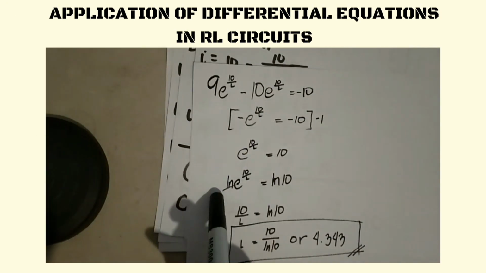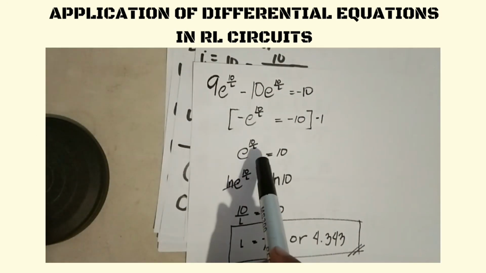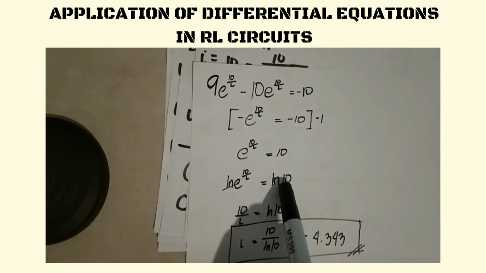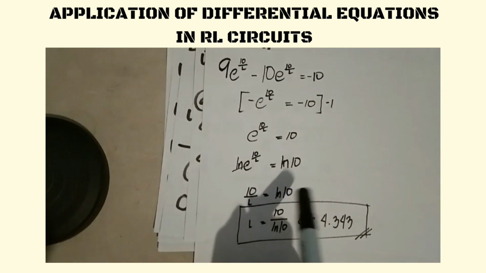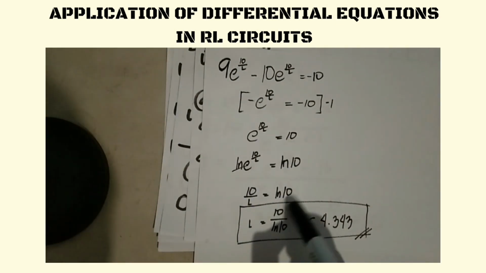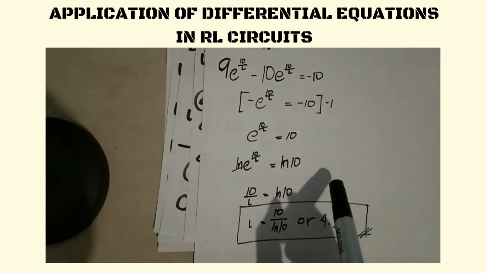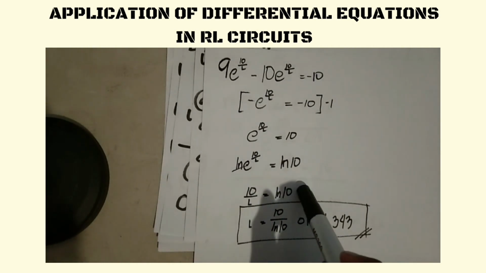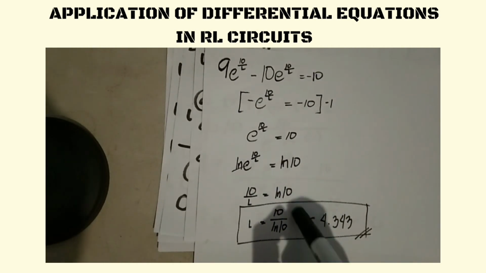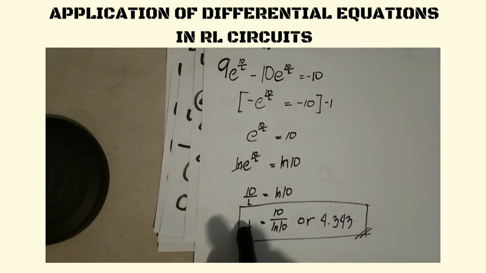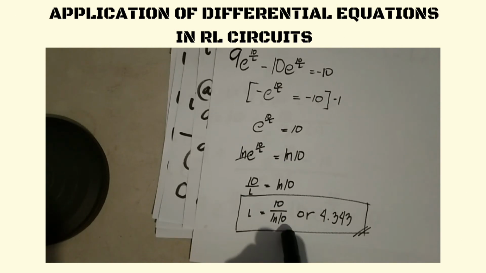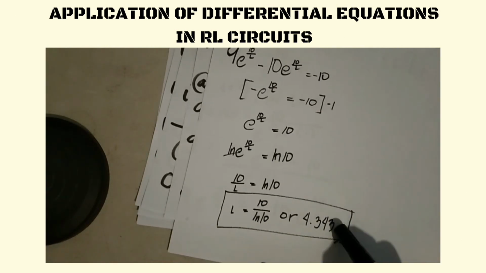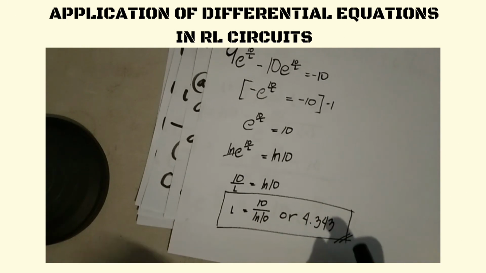Then we use ln to cancel the e. So ln e raised to 10 over L is equal to ln 10. 10 over L is equal to ln 10. So we can use a calculator to solve this, just shift calc to solve. Or this is the final answer: L is equal to 10 over ln 10, or 4.343.